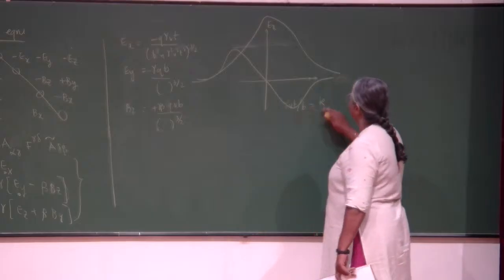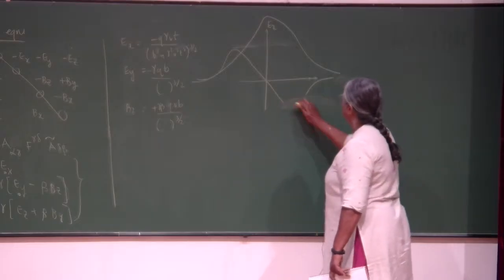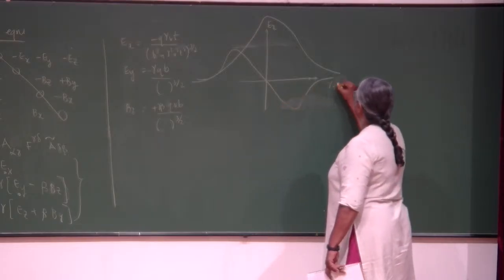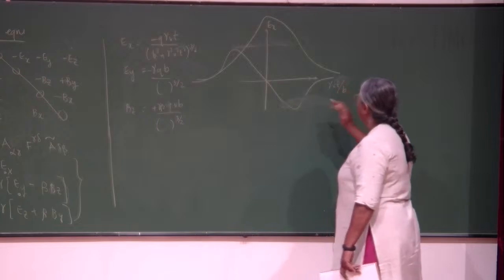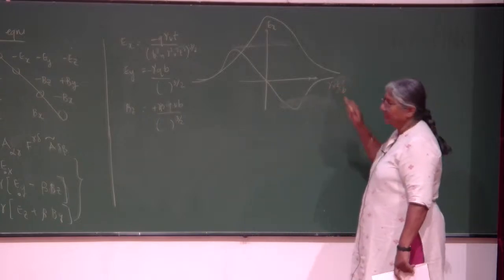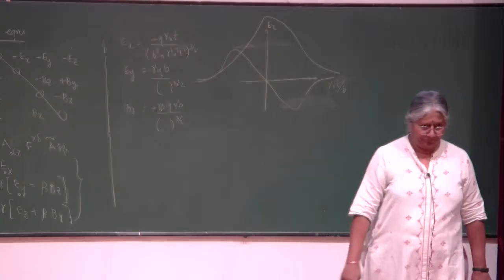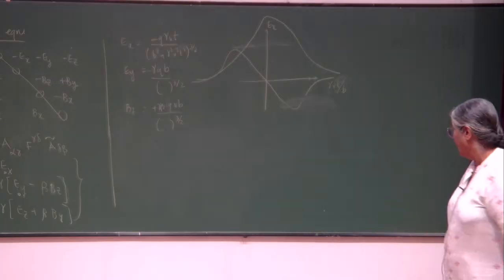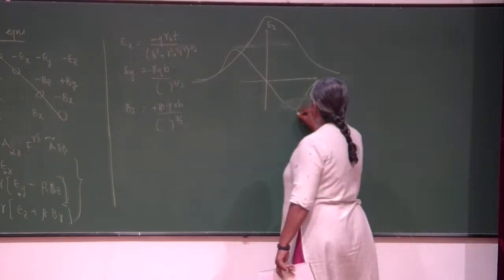This axis is gamma V t by B. So basically, gamma is a constant, V is a constant, B is a constant. So in some arbitrary units, it indicates the passage of time. Okay, and then of course, once I had this, this is Ex now.